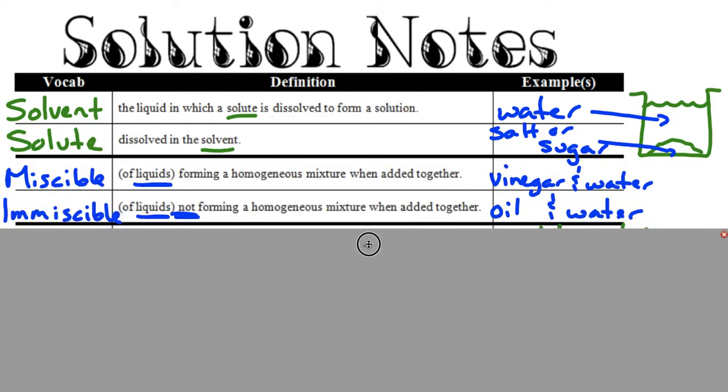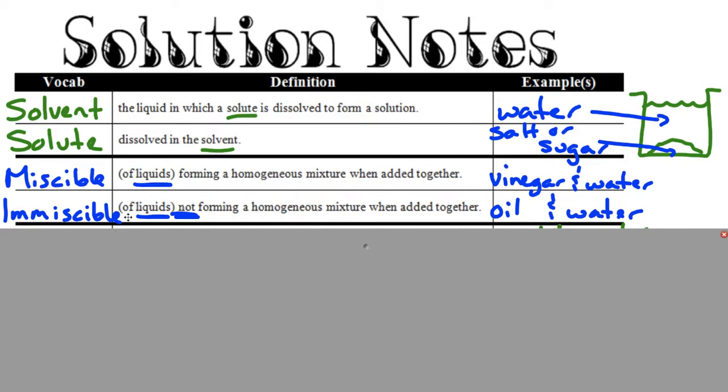All right. The next two words are opposites. So the first one, and this is important, it's about liquids. It's when you're forming a homogeneous mixture, meaning all one mixture, which is actually called a solution, when you're adding them together. So they dissolve in each other is what I'm saying. So two liquids that dissolve in each other, what we'd say is a miscible liquid or miscible solution. So something like vinegar and water, those would definitely dissolve in each other. Any two liquids that dissolve in each other are miscible.